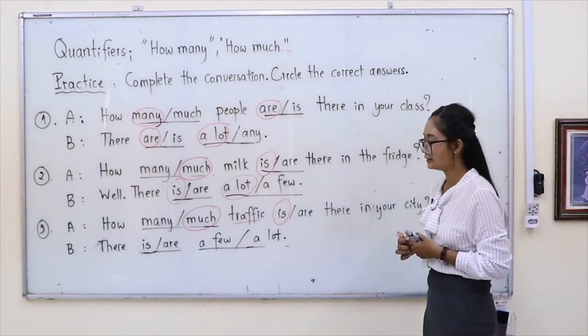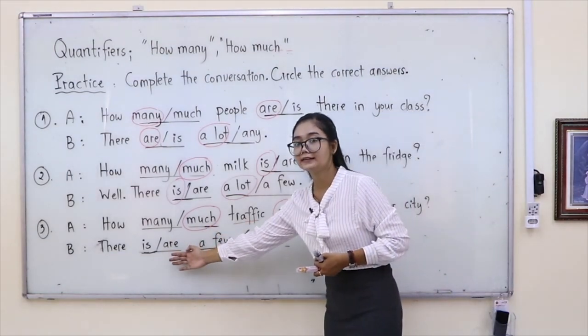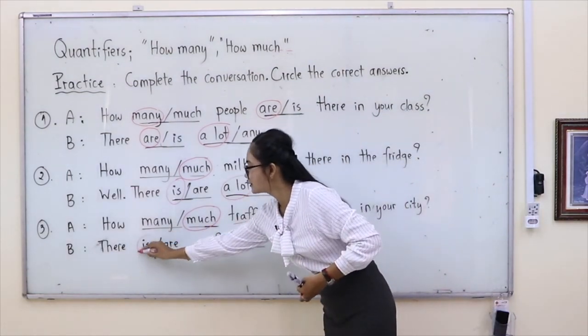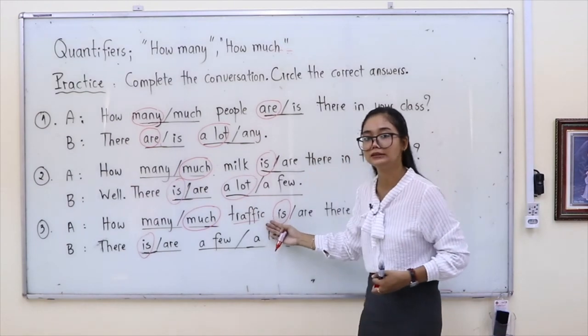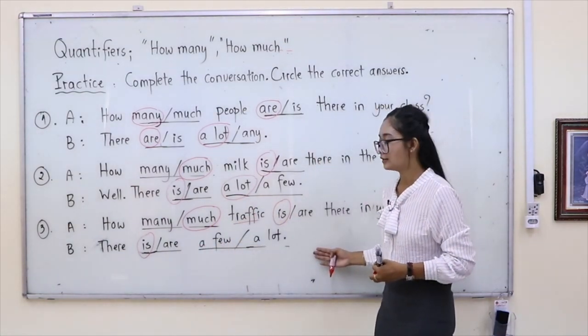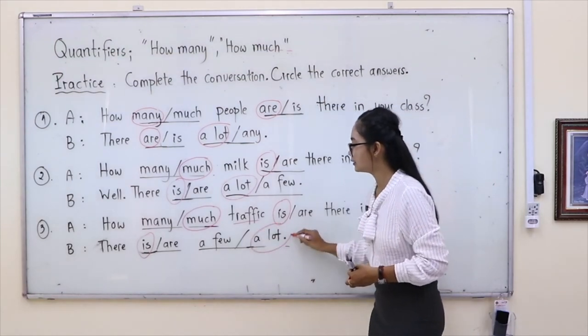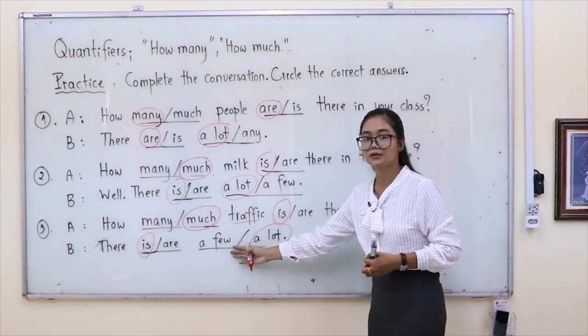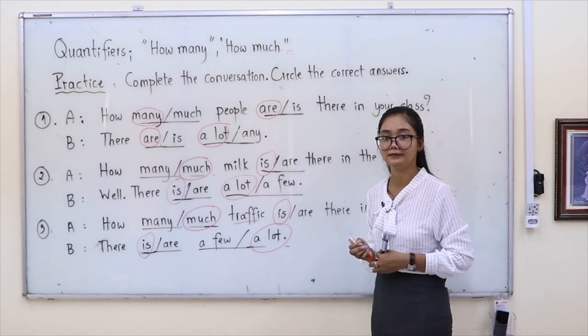What about the answer? There is, because we use the same noun. There is a few or a lot? So the answer is a lot. Again, we do not use a few with the uncountable noun.